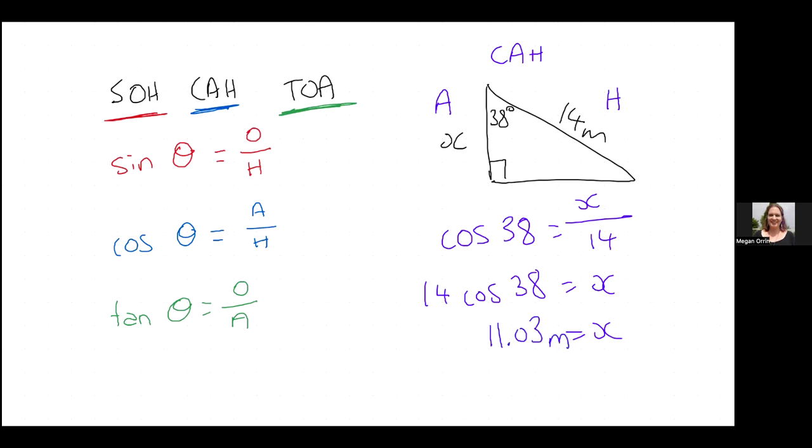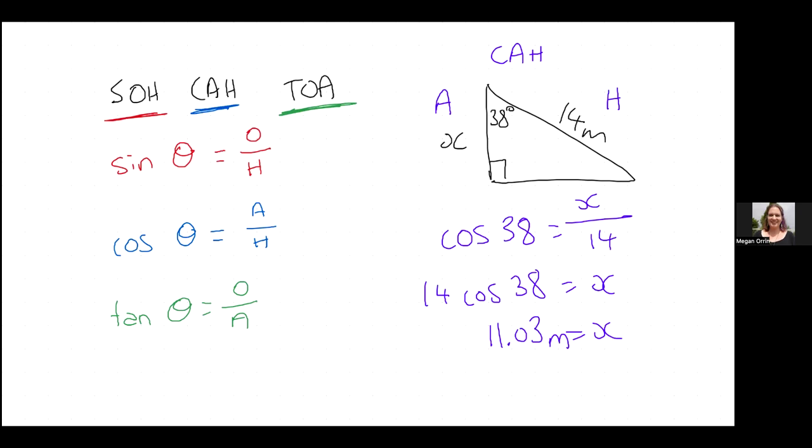So this is what we did yesterday, finding an unknown side: labeling our triangle properly, figuring out which rule we're using, and then getting the letter by itself. Now, what we're going to do today is the same thing, but we're going to find unknown angles. So let's save this and do it all again.